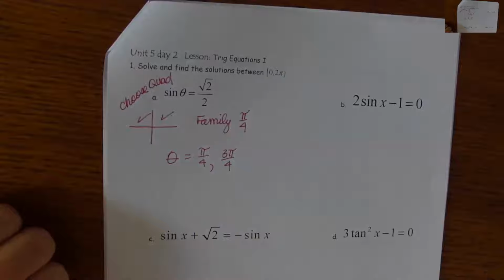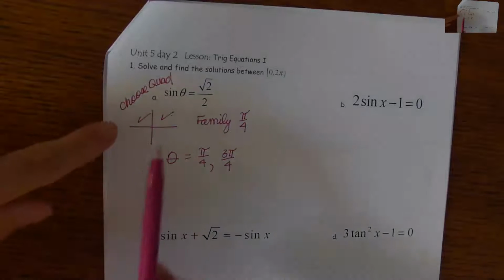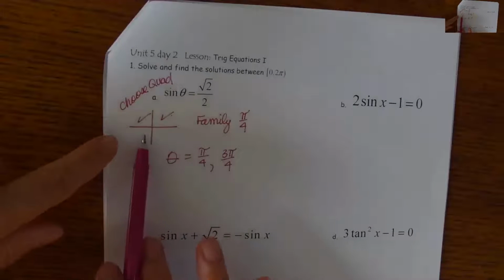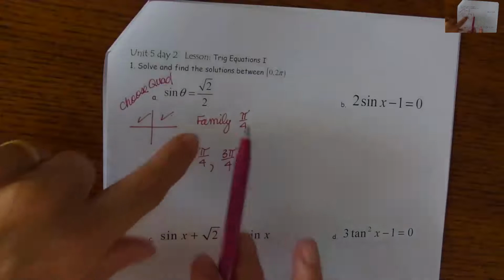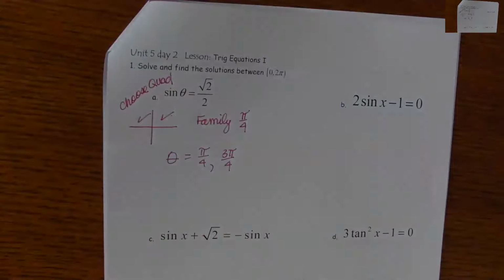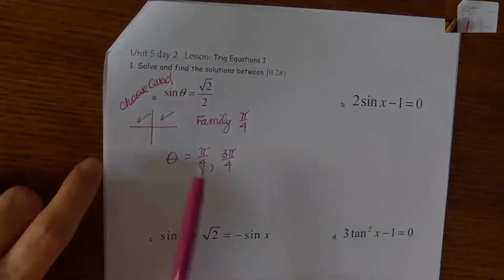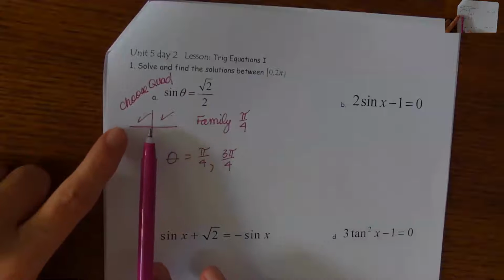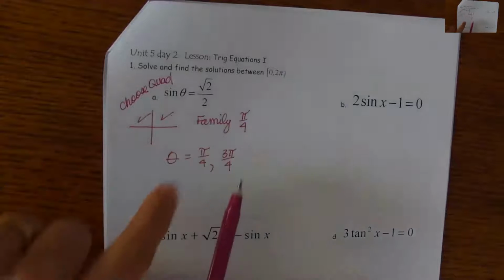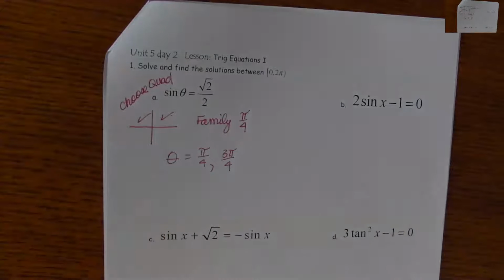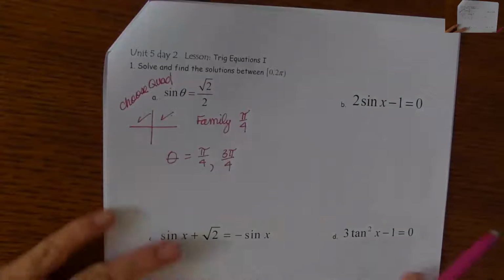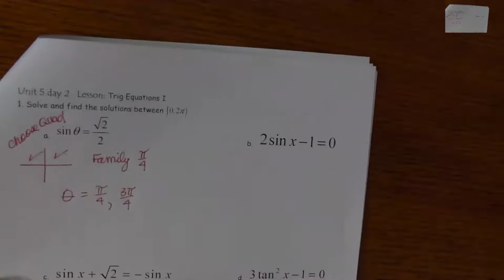Do you feel like you have a system? Choose your quadrants, choose your family, choose which members of the family. So it's kind of like if I got your address, picked your family, and then went and picked the 2 people from your family that I need to talk to, right? It's the same thing.